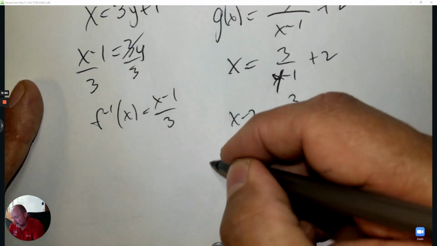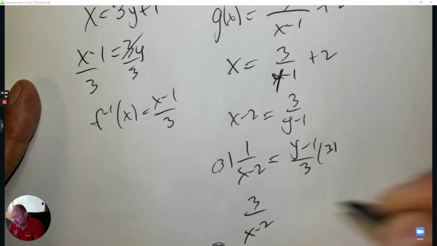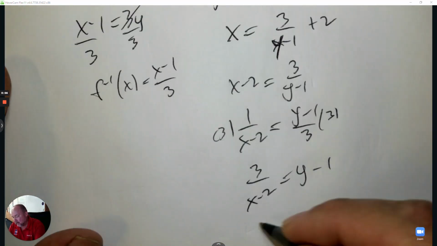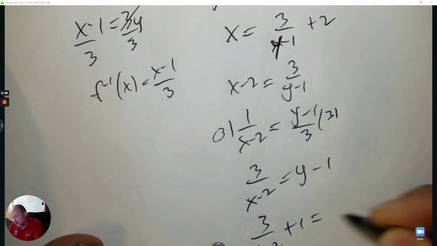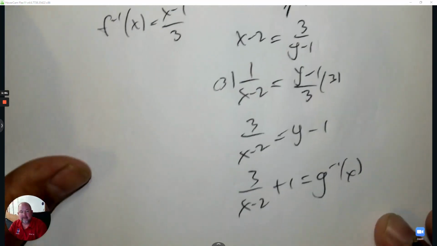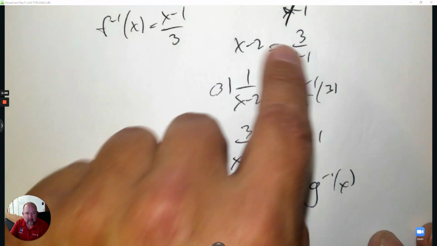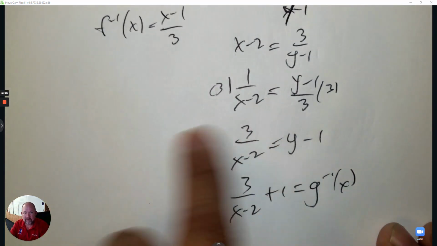So I'm going to multiply by 3. So that's 3 over x minus 2. And then I'm going to add 1. And then once you have that, you have the inverse. So you're doing all the steps to get y by itself, and you found the inverse.